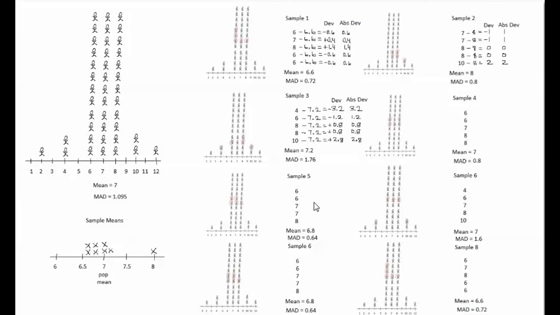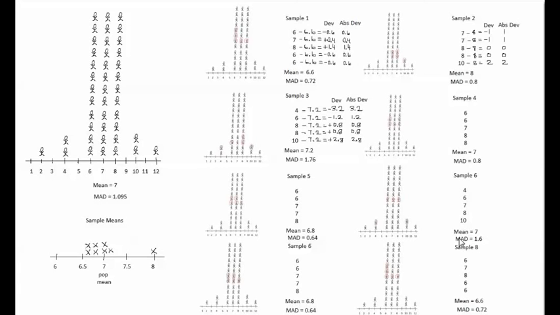So let's look at how many samples have overestimated the population mean absolute deviation. Well, 1.76 is higher than 1.095, so this overestimates. 1.6 is higher than 1.095, so this overestimates.